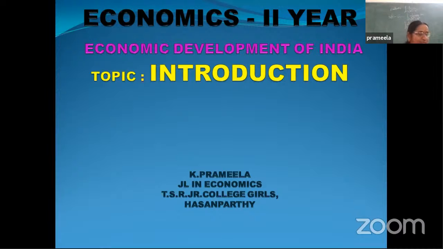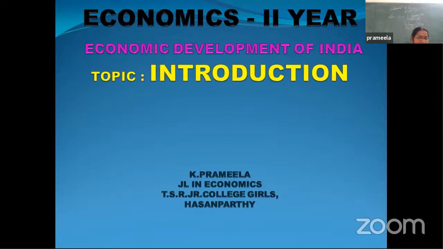Next, if we go to the 7th chapter, the tertiary sector, which is also known as the service sector. In this chapter, we learn about the importance of the service sector in the Indian economy and different types of service sectors, that means communication, banking, the IT sector, tourism, etc. All these we can know about in the 7th chapter.